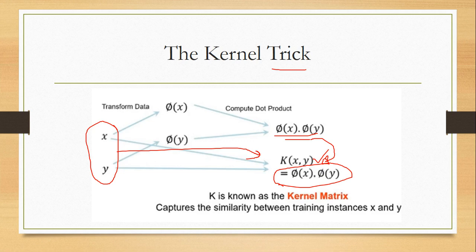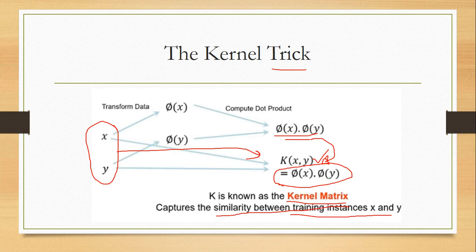Now, what is that k? K is nothing but a kernel matrix. That's it. Okay, so now what will be the dimension of this matrix? So K is known as kernel matrix, which captures the similarity between the training instances X and Y.